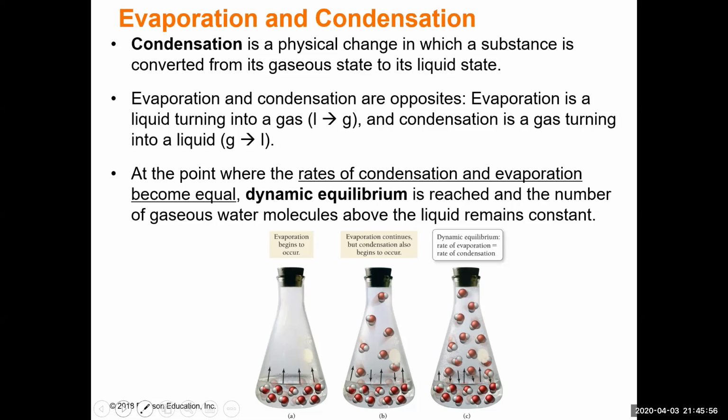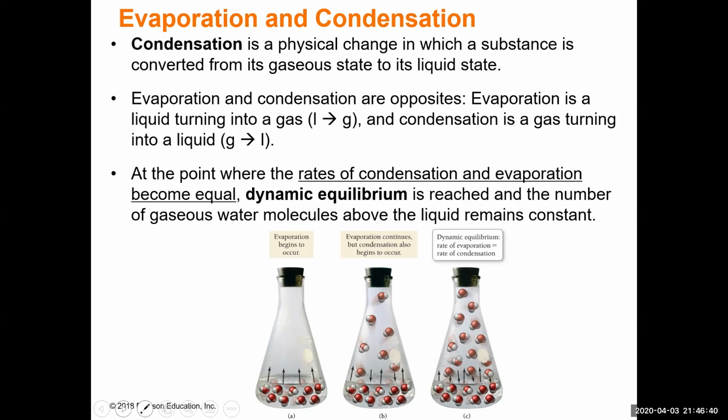Now, condensation is a physical change in which a substance is converted from its gas state into the liquid state. So this is the opposite of evaporation. Evaporation was changing from a liquid state to a gas state, and condensation is changing from a gas state to a liquid state. At the point where the rates of condensation and evaporation become equal, we call that dynamic equilibrium. And once dynamic equilibrium is reached, the number of gas-water molecules above the liquid will remain constant.